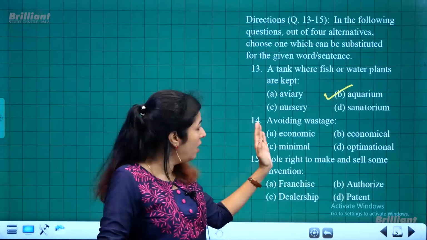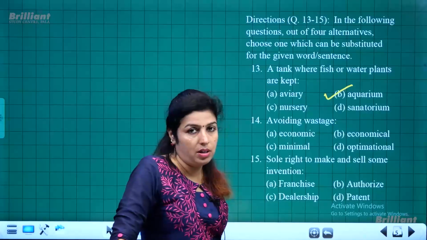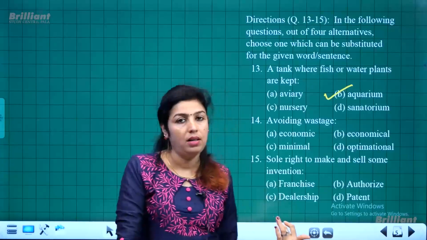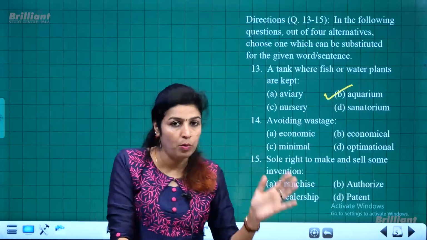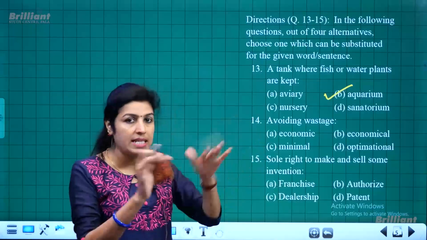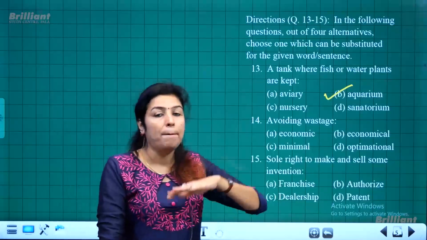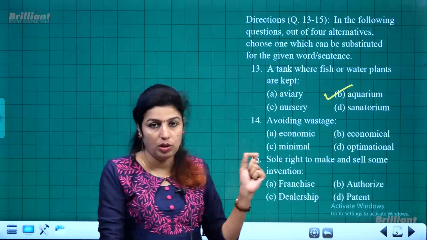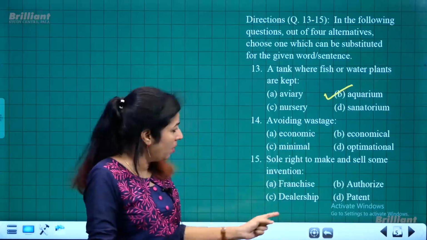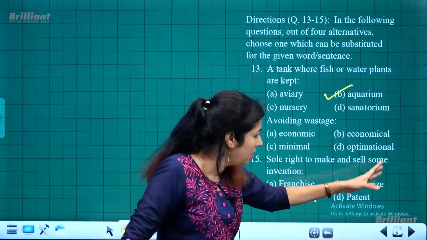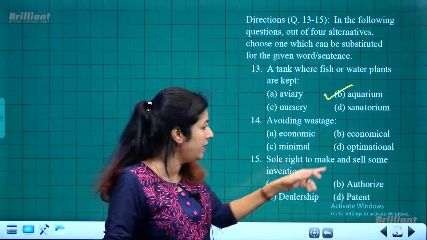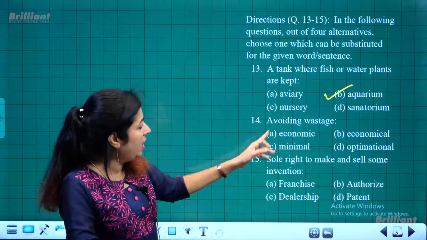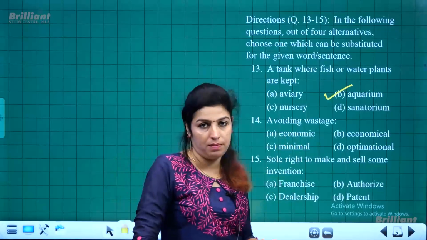Now, avoiding wastage. That means you manage things in such a way that you will not promote wastage, and you save. You save and you will not permit things to go waste. And what is that one word with which you can denote that particular meaning? Is it economic, minimal, economical, or optimational? Actually, there is no word like optimational, so that can be cancelled from our list. And we have economic, economical, minimal.